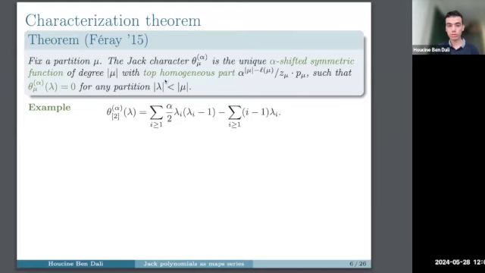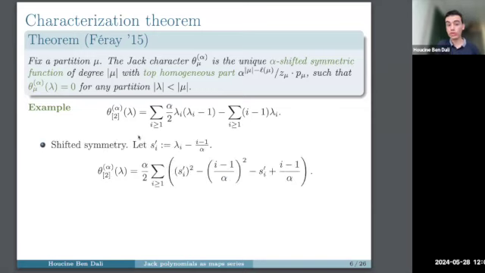So we want to check that this function, as a shifted symmetric function in these infinitely many variables lambda i's, satisfies the three properties of the characterization theorem. We can first prove that it is actually a shifted symmetric function in the lambda i's. This means that if we define the shifted variables as si primes, saying that this function is shifted symmetric in the lambda i's is exactly saying that it is symmetric in the shifted variables si primes. With an elementary computation, we can obtain this formula, which is clearly symmetric in the si primes. So this gives the first property.